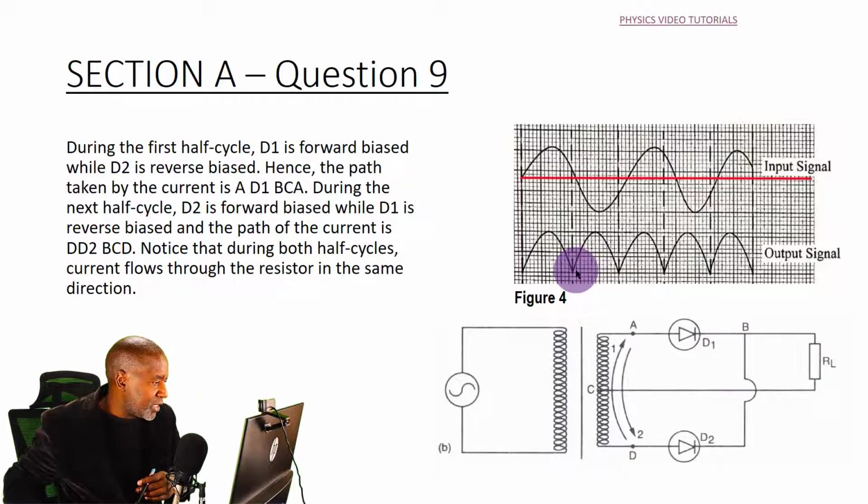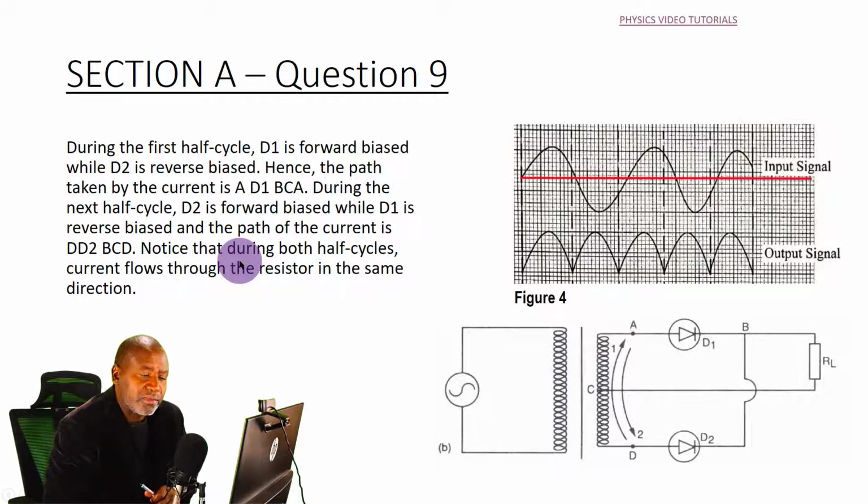So let me look at some further points here that I had written down. During the first half cycle, D1 is forward biased while D2 is reversed biased. I've already explained that. Hence the path taken by the current is A, D1, B, C, A. I've already explained that route. During the next half cycle, D2 is forward biased while D1 is reversed biased, and the path of the current is D, D2, B, C, D. Notice that during both half cycles, current flows through the resistor in the same direction. And that is how we would answer that question.